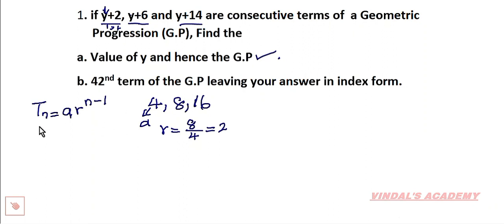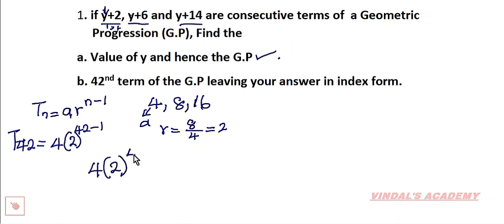So the term here is going to be the 42nd term, which is T 42. T 42 is going to be equal to A. In place of A, I'm going to write 4, and then bracket R is 2 raised to power n, what is n? n is 42 minus 1. So this is going to be 4 bracket 2 all raised to power 41.